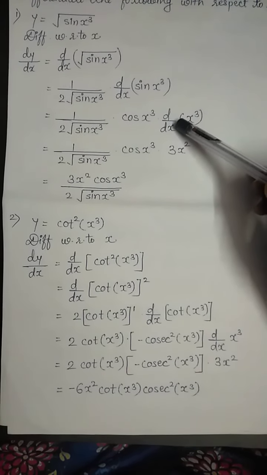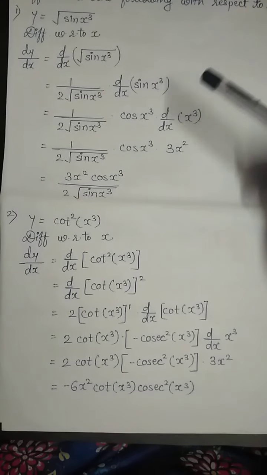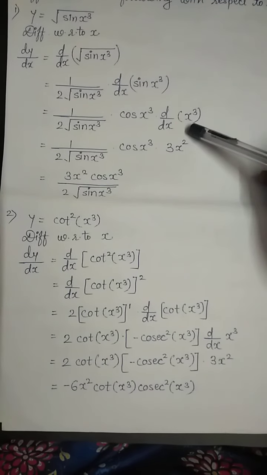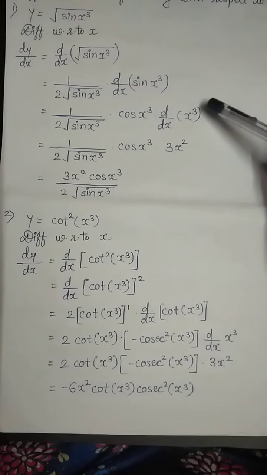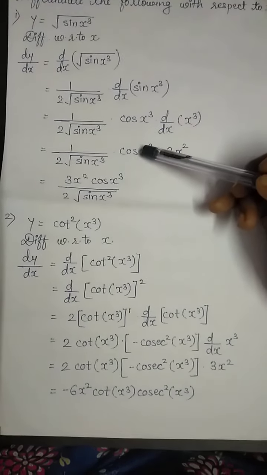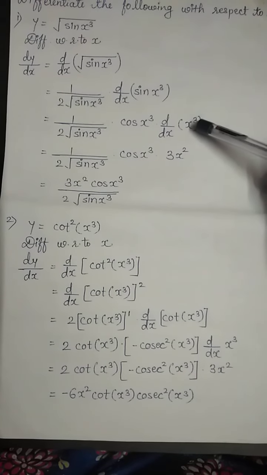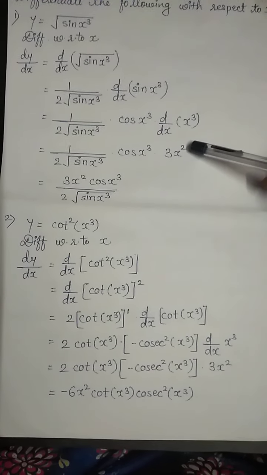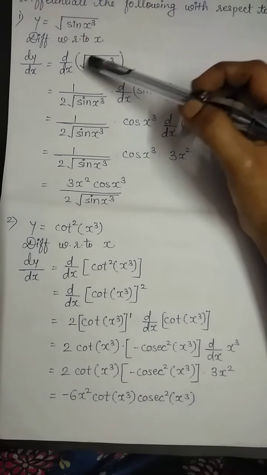Then, into the term which we have considered as x, again the derivative of that term, that is, the derivative of x cube. So in the next step these two terms will be as they are, and the derivative of x cube is 3x square.